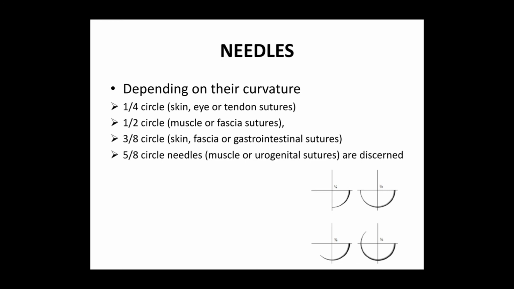Depending upon their curvatures, a quarter of a circle needle is preferable for skin, eye or tendon sutures. A half circle is preferably used for muscle and fascia sutures. 3/8 of a circle is preferable for the skin, fascia or the gastrointestinal sutures. 5/8 circle needles are used for the muscle or the urogenital surgeries.